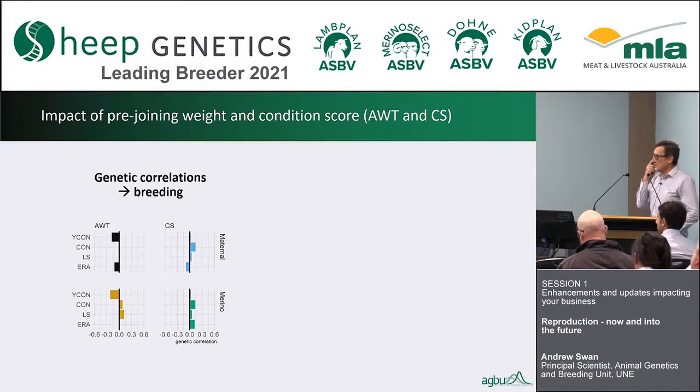So just to go over some of the correlations, this is pre-joining weight and condition score, or adult weight. You can see there generally small positive correlations with condition score and the component traits, although we do see a negative correlation between yearling conception and adult weight, which I would say is a stage of maturity type of correlation.